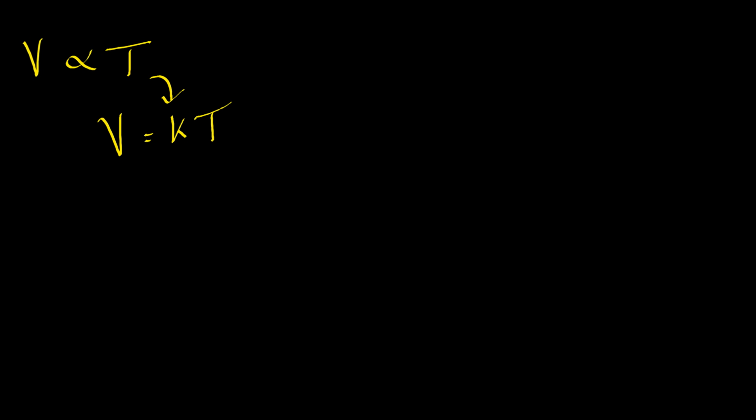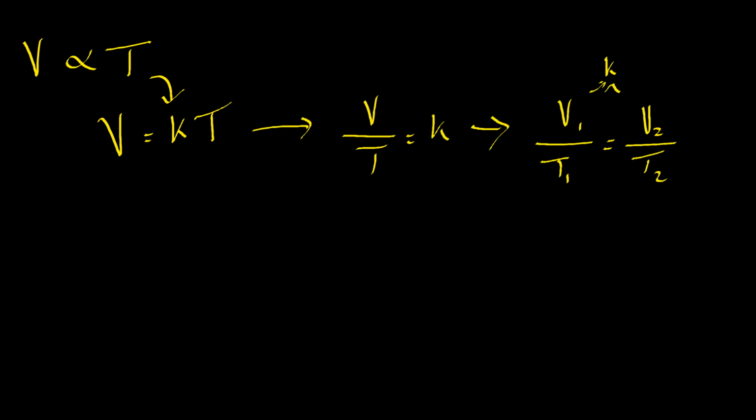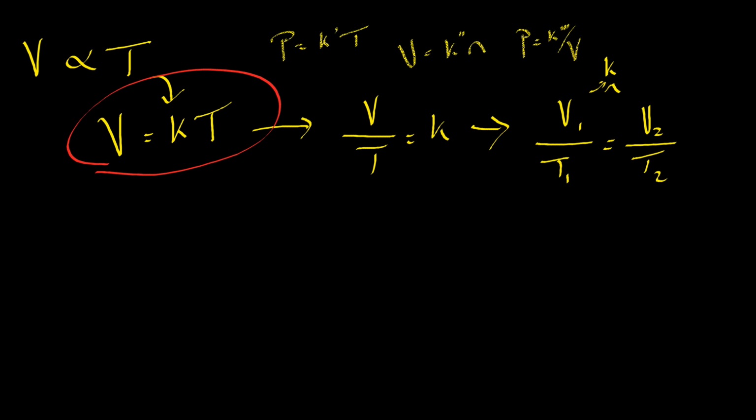That's where we got that V over T is equal to K, and then V1 over T1 equals V2 over T2 because they're both equal to that constant, whatever that constant is. But what we need to focus on is V equals KT, because you can get that same sort of mathematical equation for other combinations of constants, such as P equals KT, or P equals K over V, or V equals Kn, right? These are different Ks, obviously.